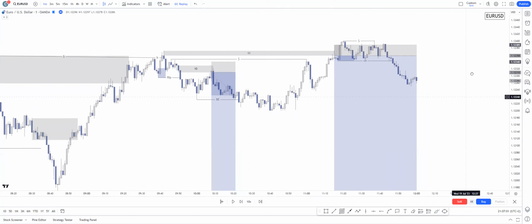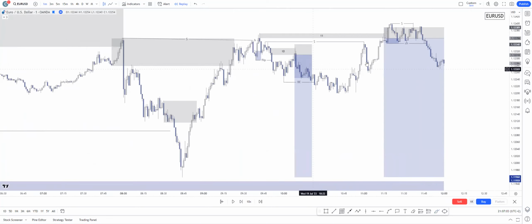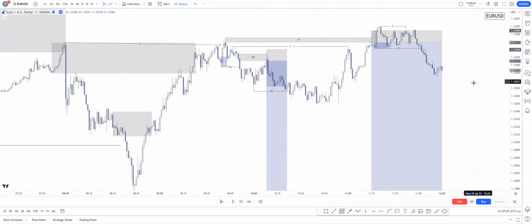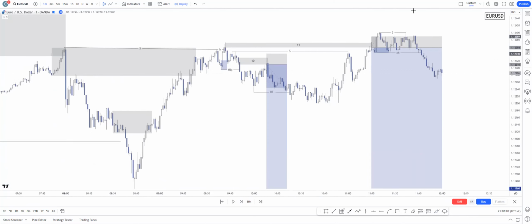So yeah, that's all, guys. It was a really nice session in terms of price action. However, the results were missing a bit, but it's perfectly fine.